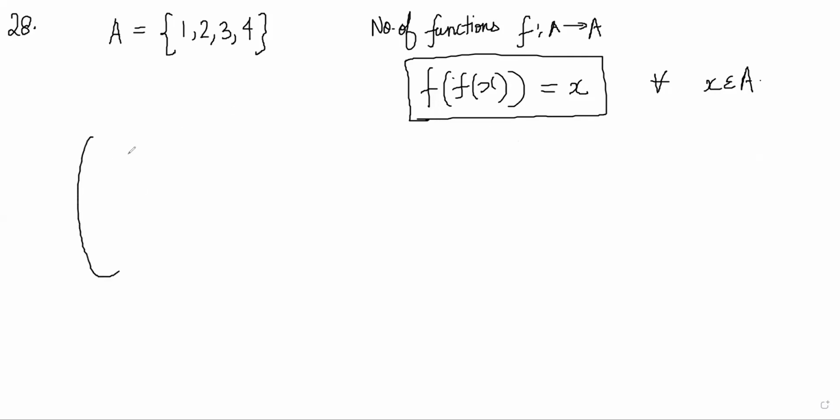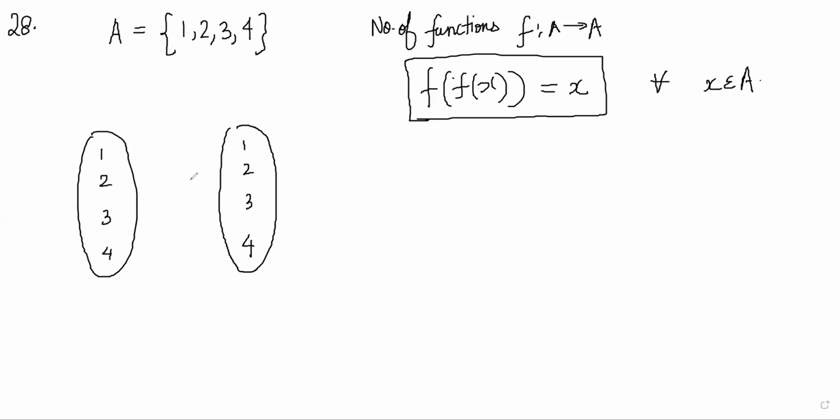So A to A, you have A: 1, 2, 3, 4, and 1, 2, 3, 4, right? And f is a relation from A to A. So first, how many total functions are there? Can you find that out? Total number of functions without any restrictions.